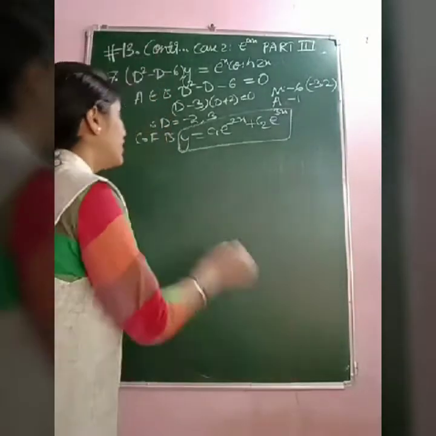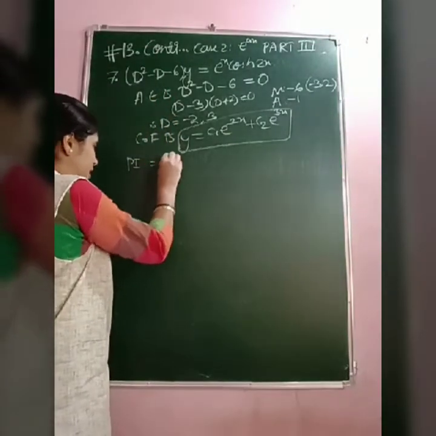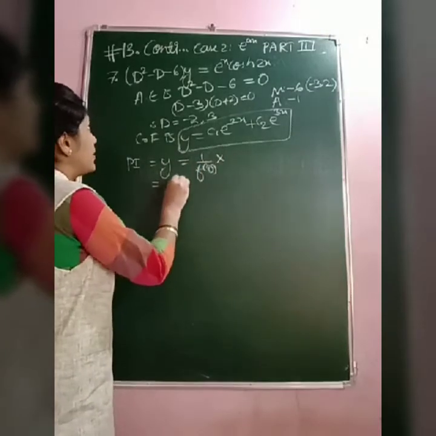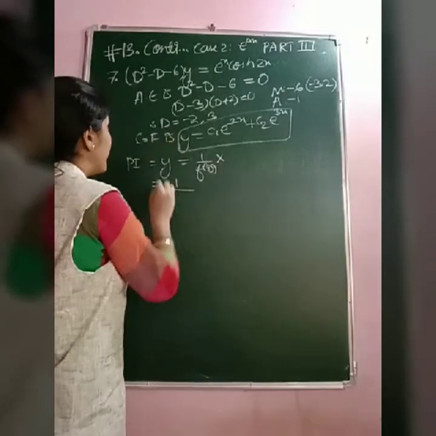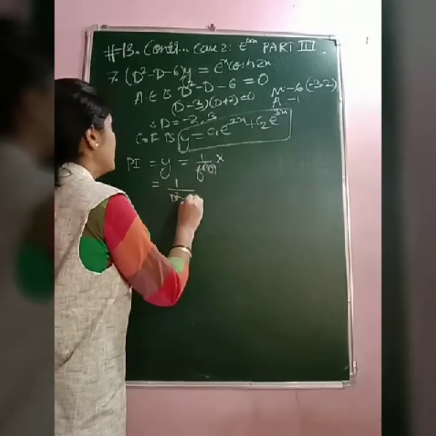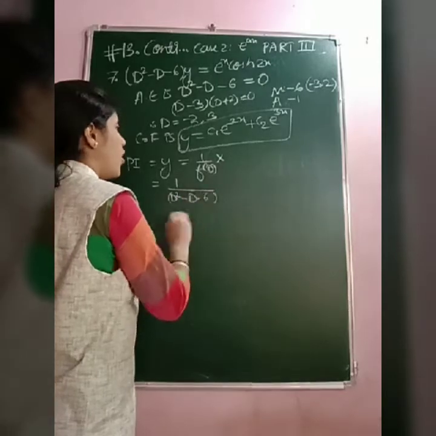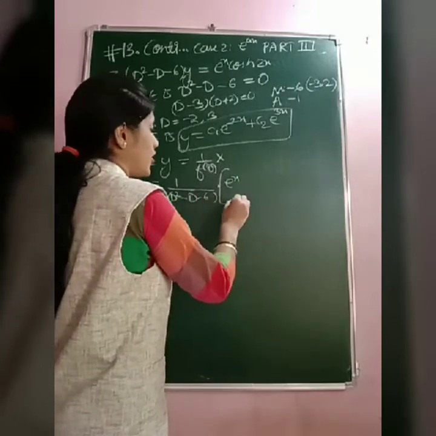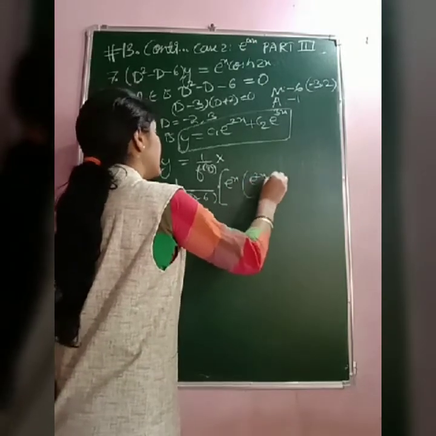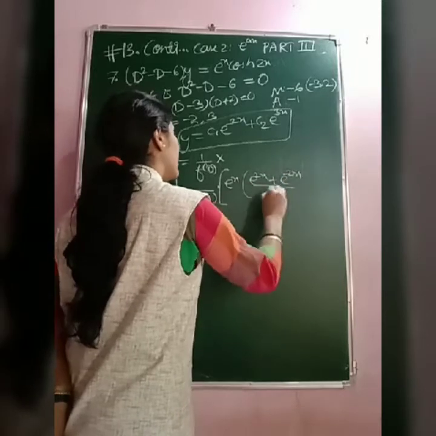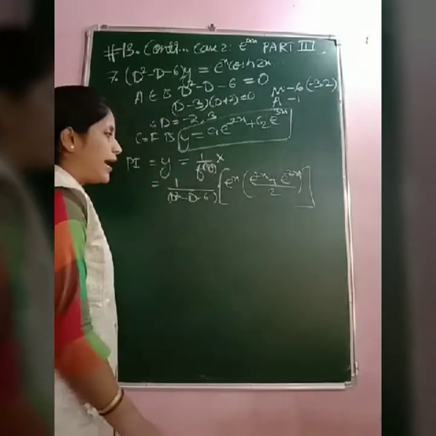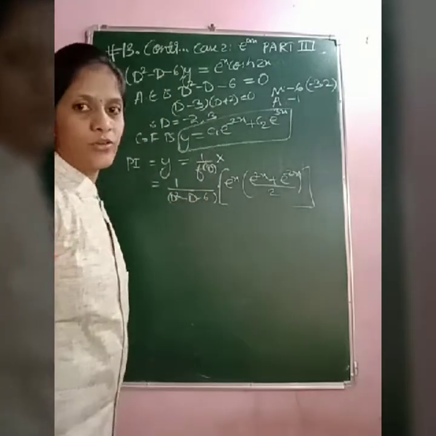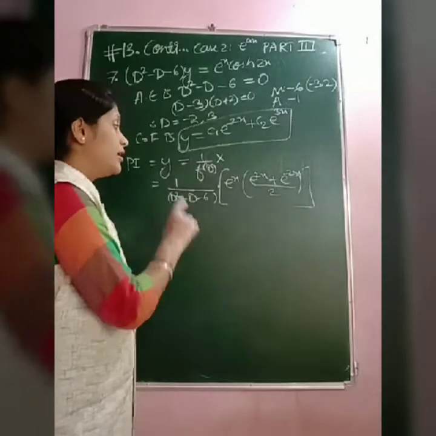So this is our CF. Now let us find PI. PI is y equal to 1 upon f(D) of x. For this example, that is 1 upon D square minus D minus 6 of, what is our given thing? E raised to x and cosh 2x, so e raised to 2x plus e raised to minus 2x by 2. Right? So f(D) is this. Instead of writing cosh, this will be easier. So we are writing this.